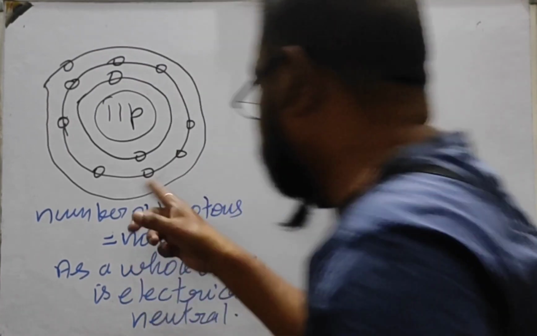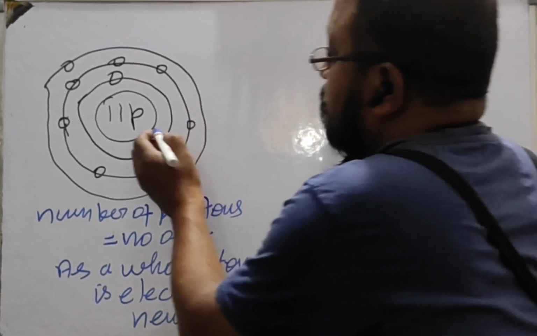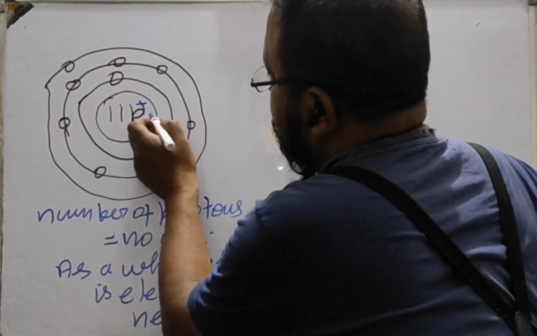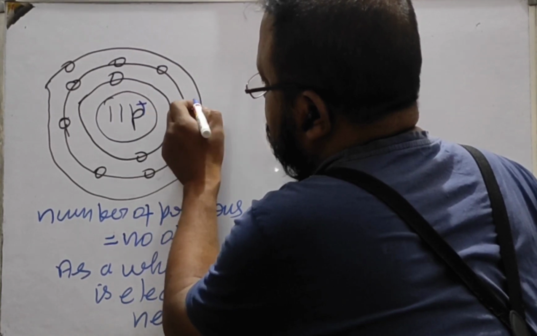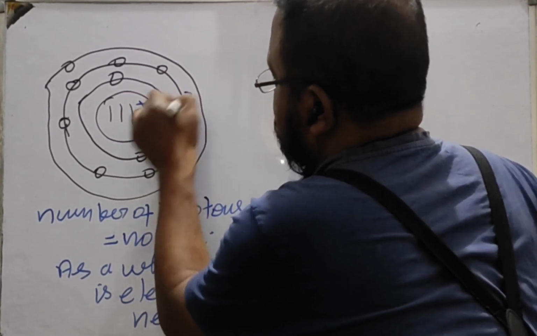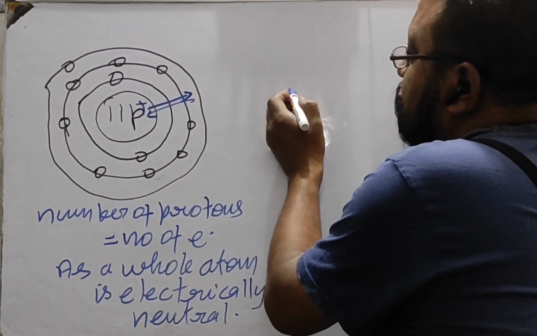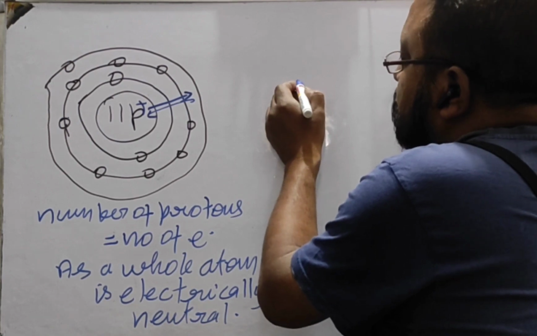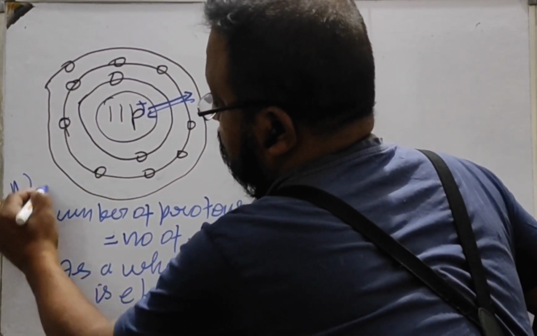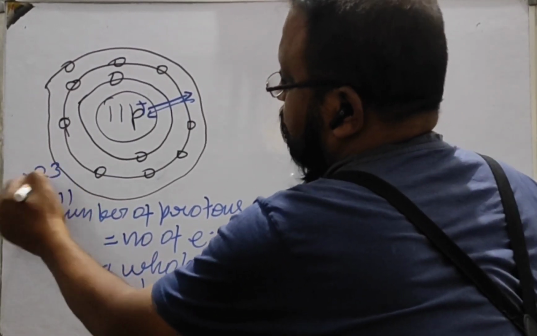Now, this is sodium. These positive charges are attracting the electrons, there is a force of attraction between positive and negative charges, right? In case of magnesium, what happens? This is sodium having atomic number 11, mass number 23, right?